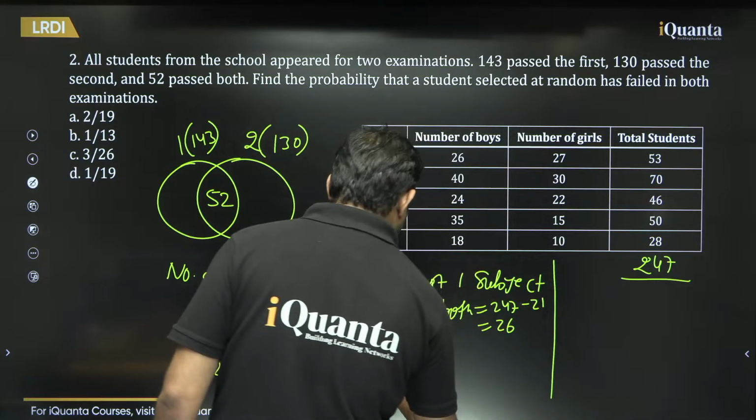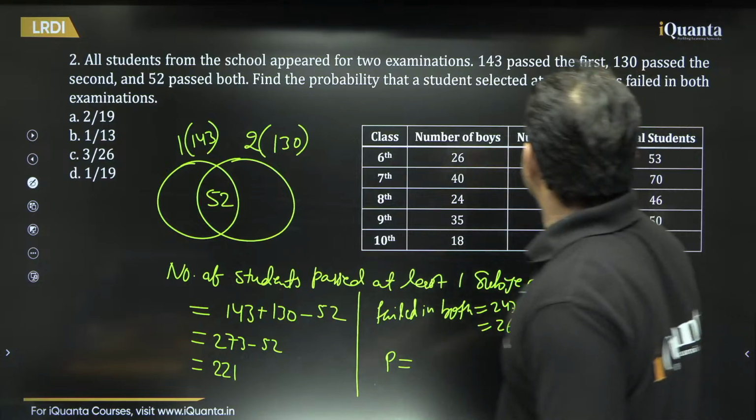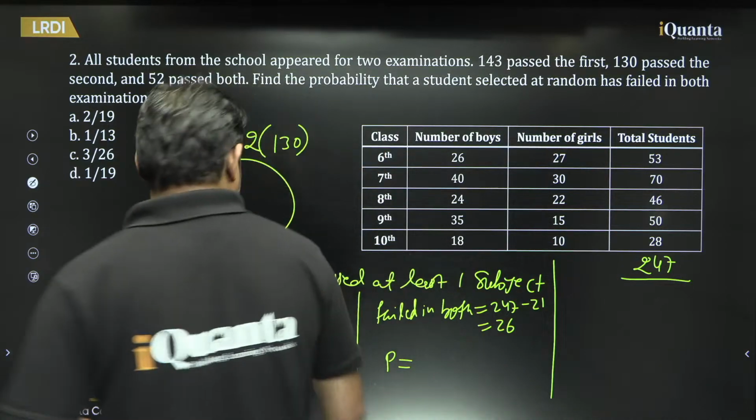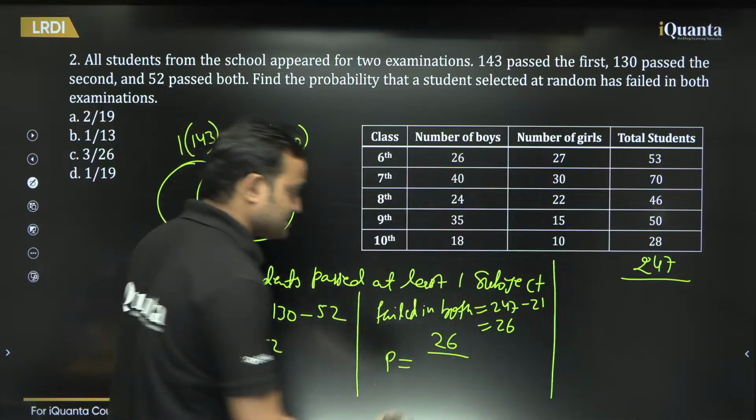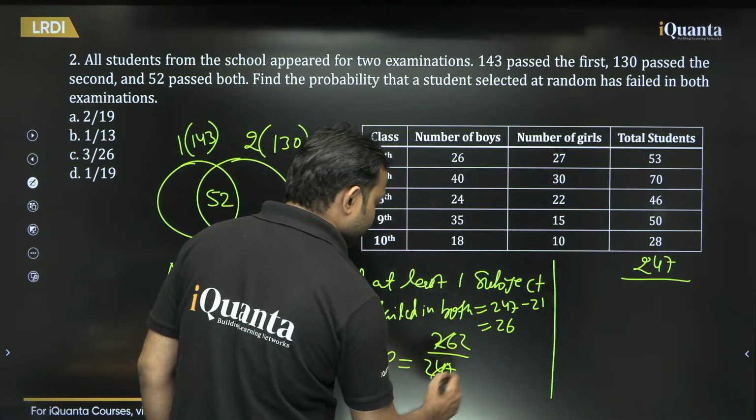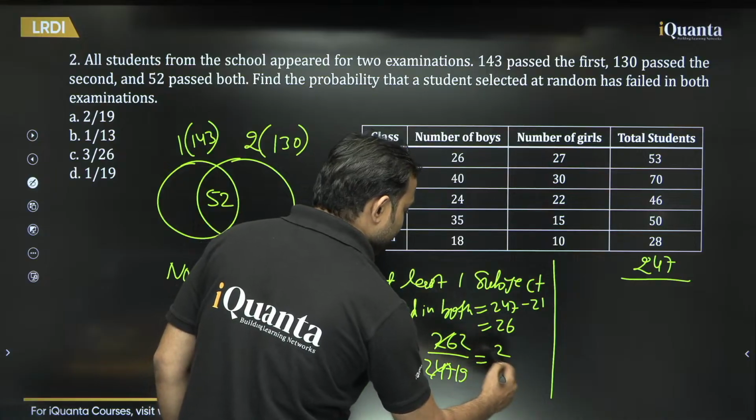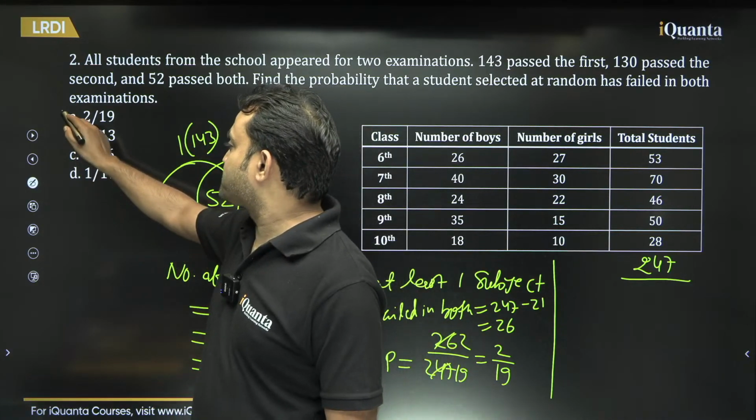What is the probability that a student selected at random has failed in both the examinations? The number of students who failed in both the examinations is 26, divided by 247. This is 13 into 2, 13 into 19. So, our answer is 2 by 19, which is option A.